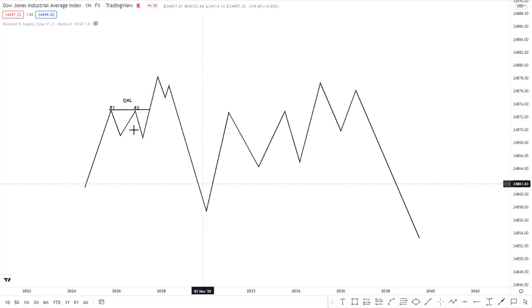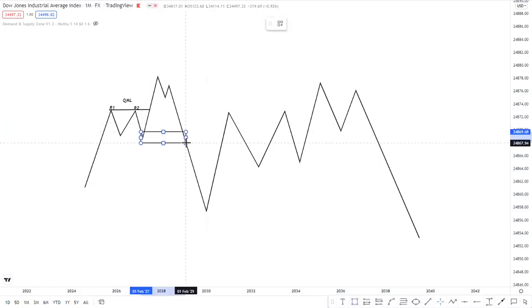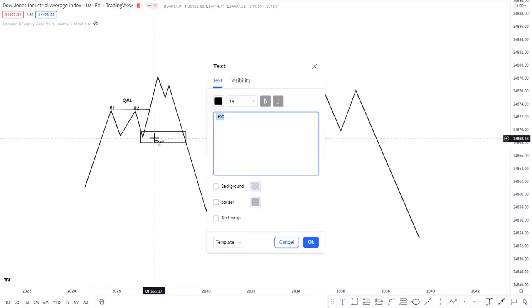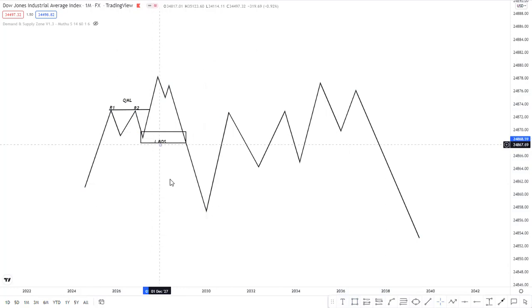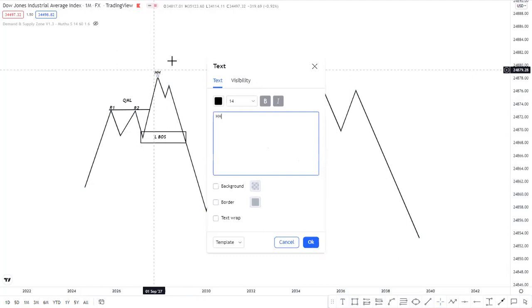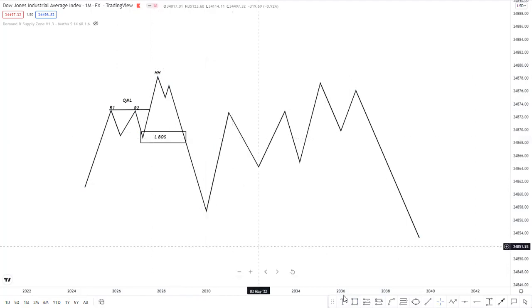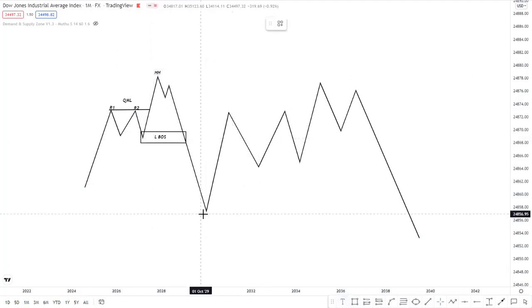And then this low here, this higher low, is what we call the low and break of structure. We have a low here, and the break of structure right there. The break of structure is coming in because of this candle breaking the structure right here. And then we have the higher high here. This is the higher high. And then we have a lower low being formed here.